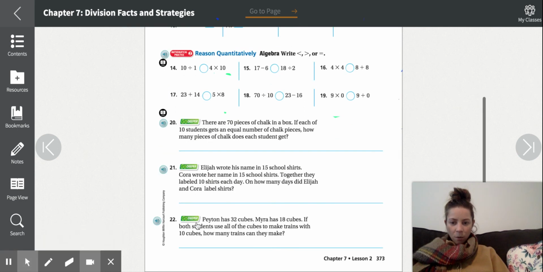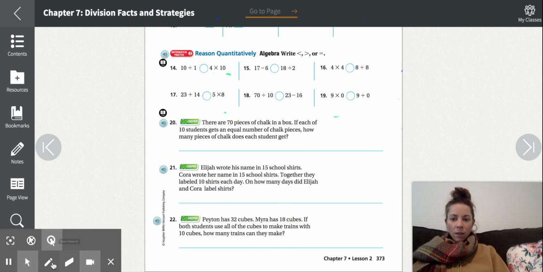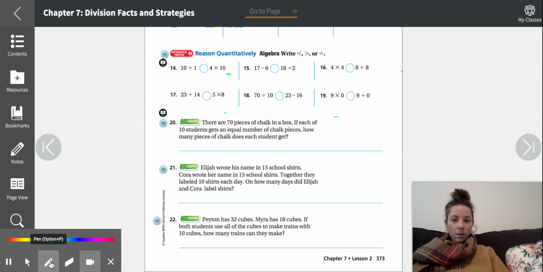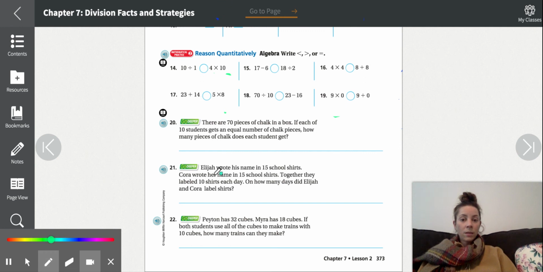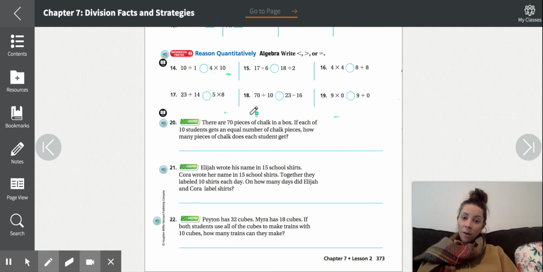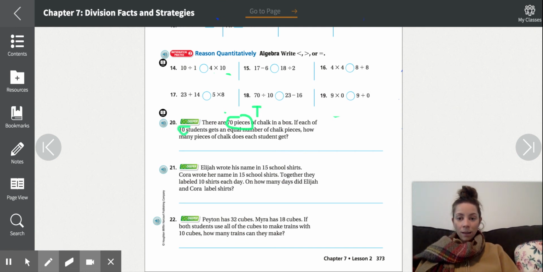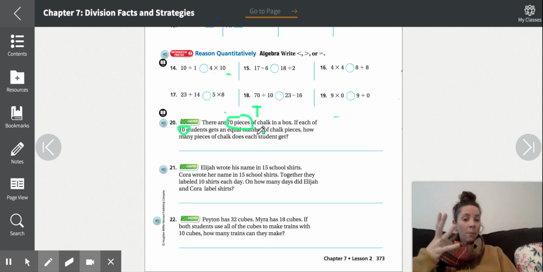Let's look at number 20. It says there's 70 pieces of chalk in a box. If each of 10 students gets an equal number of chalk pieces, how many pieces of chalk does each student get? Okay, so a lot of you are good now at figuring out that this big number towards the beginning is telling you the total. So my 70 is the total. But this time, the 10 is a little tricky. We have to read it and think about it carefully.